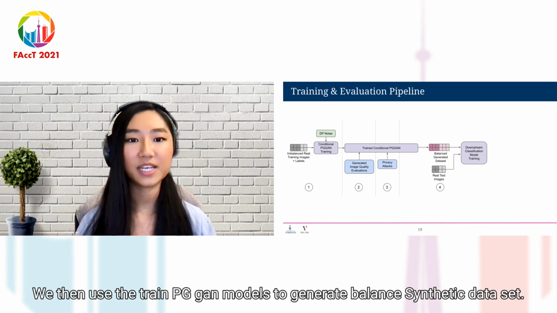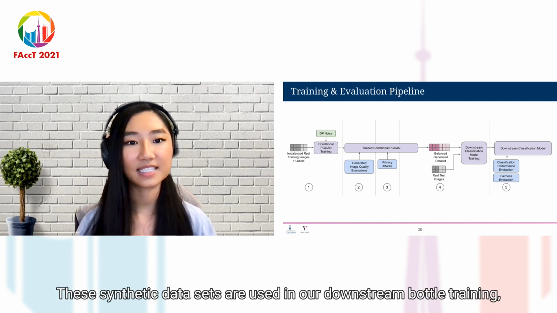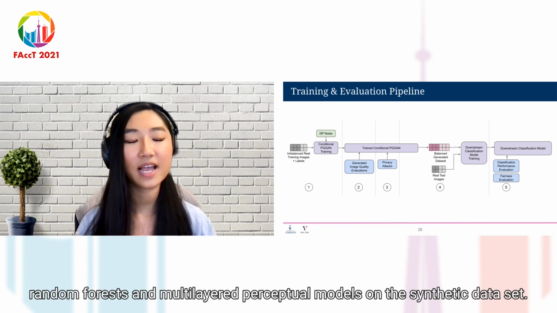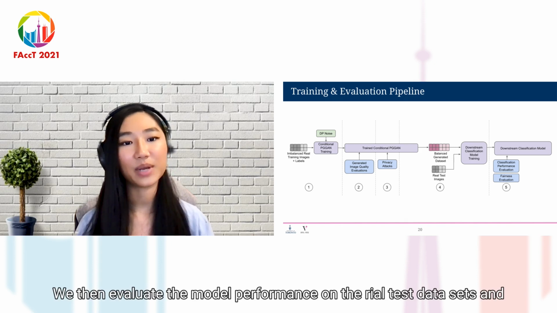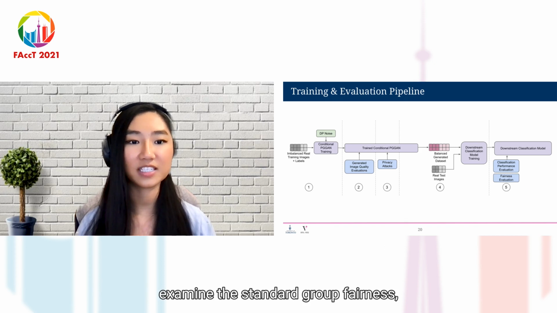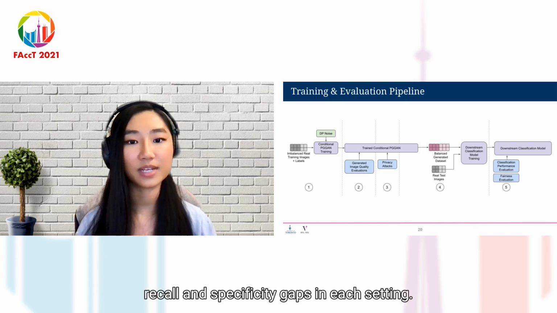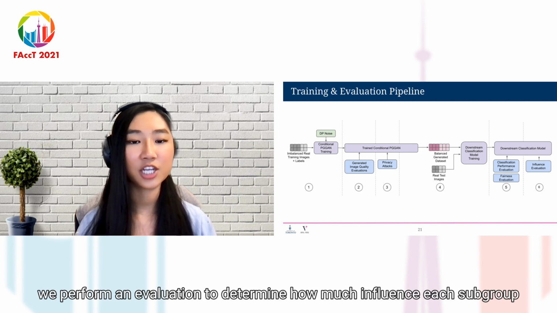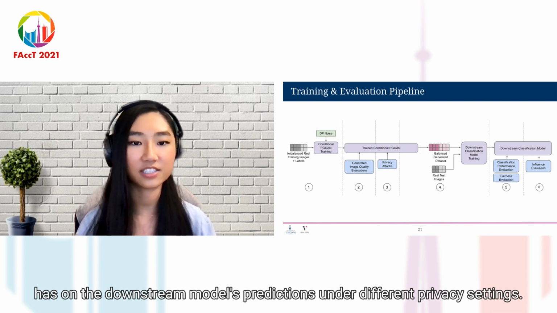We then use the trained PG-GAN models to generate balanced synthetic datasets. These synthetic datasets are used in our downstream model training, where we train logistic regression, random forest, and multi-layer perceptron models on the synthetic datasets. We then evaluate the model performance on the real test datasets and examine the standard group fairness metrics of performance, parity, recall, and specificity gaps in each setting. Finally, we perform an evaluation to determine how much influence each subgroup has on the downstream model's predictions under different privacy settings.